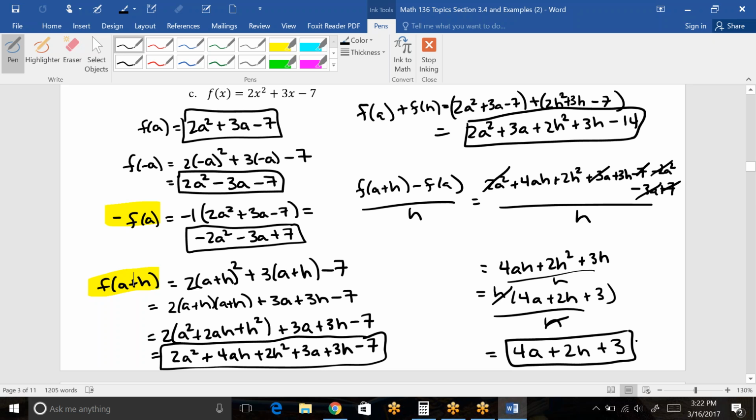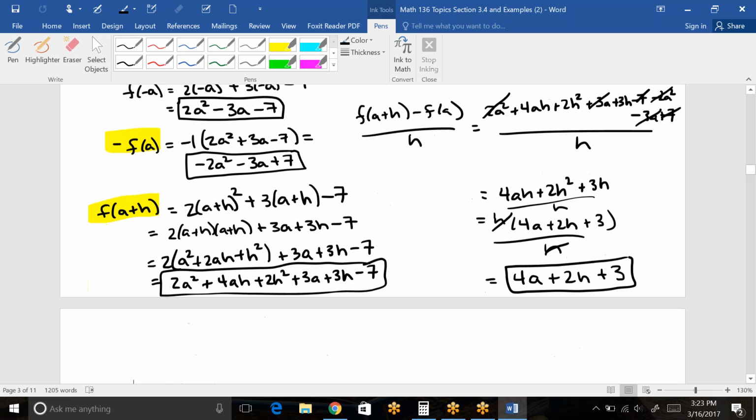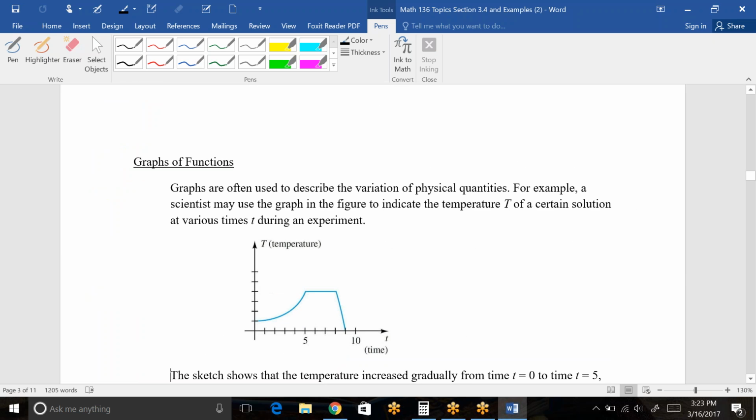All right, so it's not much different than plugging in numbers, but because you're dealing with variables, you have to deal with properties of like terms and distributing. So that's the big difference.